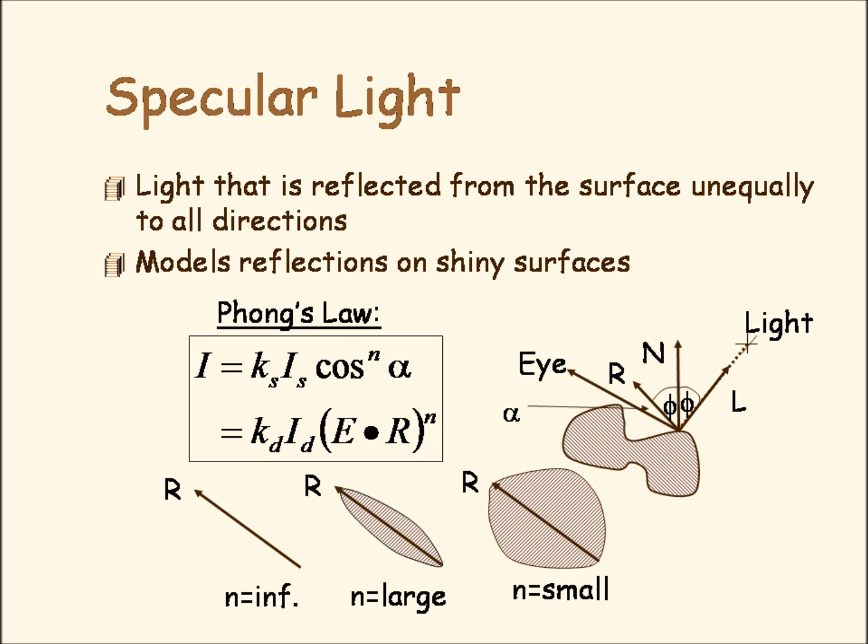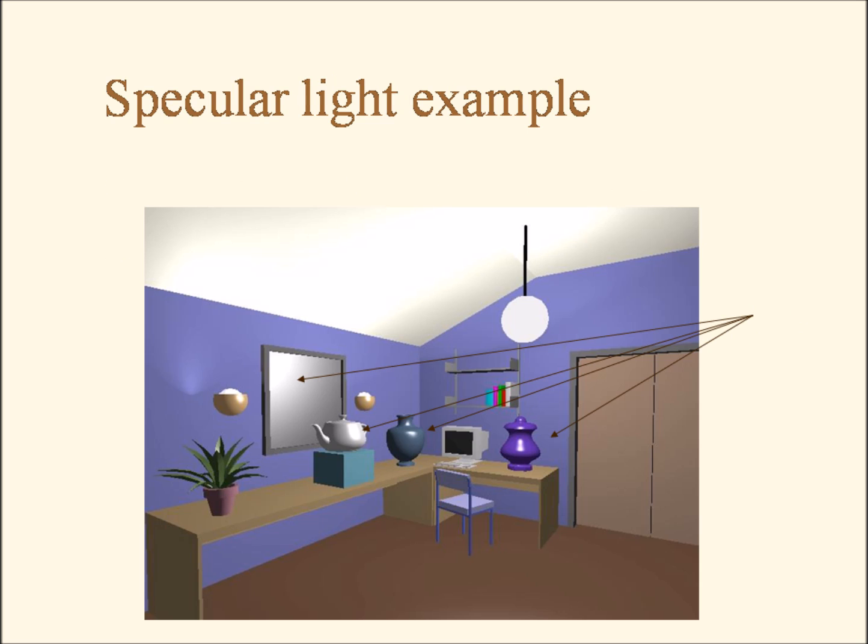As you can see in the figure, from left to right, n is equal to infinity, n is equal to large, n is equal to small. Here is the specular light example. You can clearly see that light is reflected unequally from the surface or object into all directions. This is all because the light hits shiny objects or surfaces.